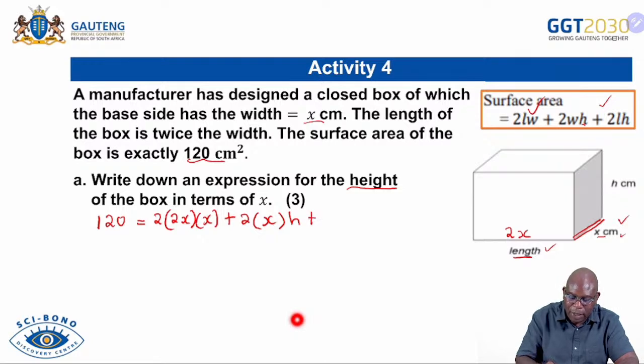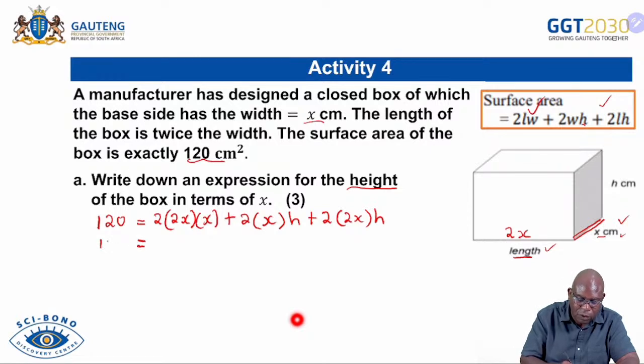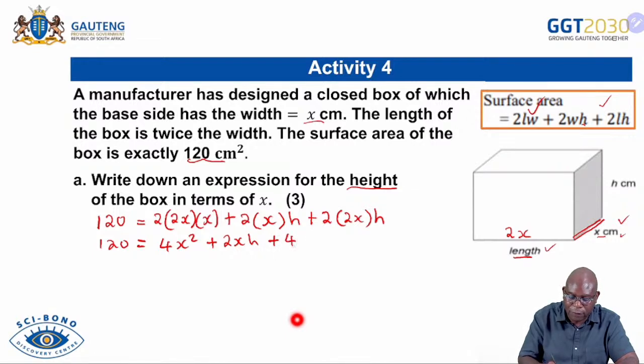Now I'm going to say plus 2 multiplied by. Do I know what is my length? Yes, it's 2x. Do I know what is my height? No, I don't. So I'm going to put h. So if I look at this, I'm going to have 120. I'm going to have 2 times 2, it's 4. x times x is x squared, so it's 4x squared. Now there, if I'm going to get 2xh, I'm going to get here 4xh.